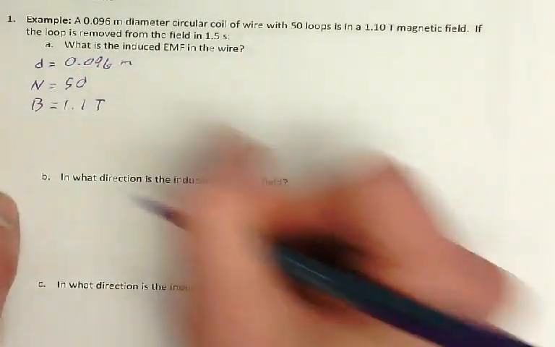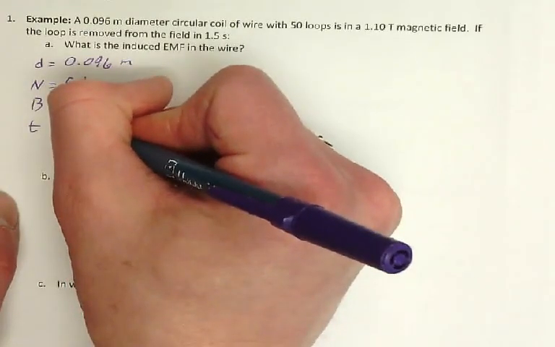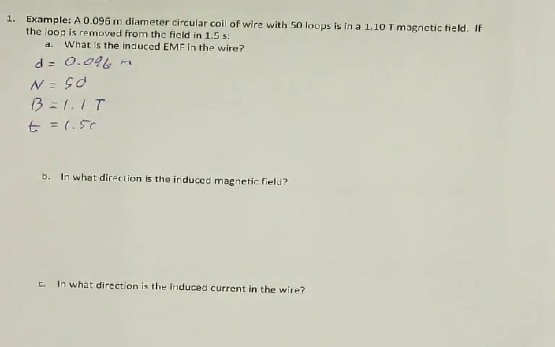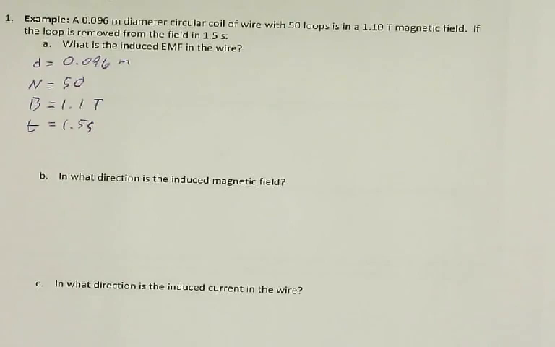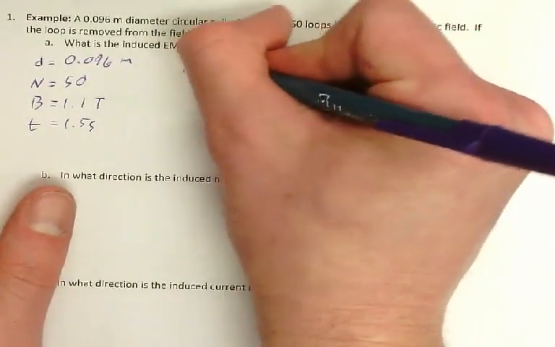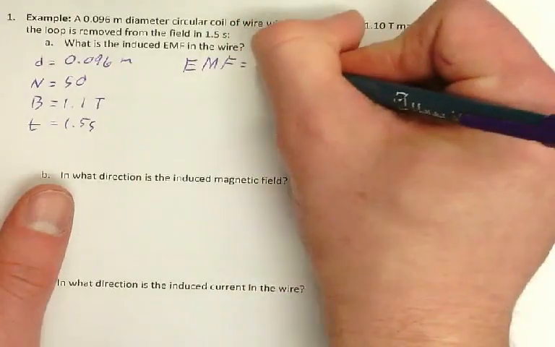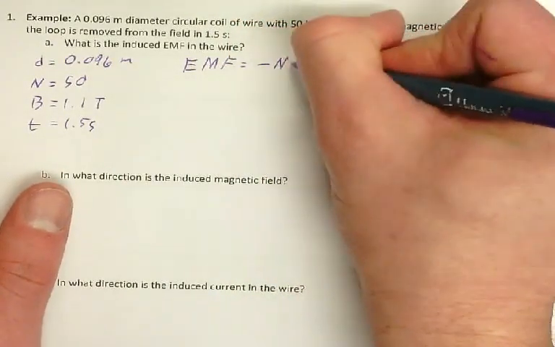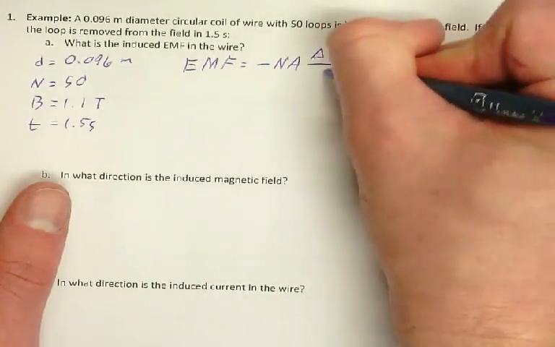And the field is removed in 1.5 seconds. So we remove the field all the way in 1.5 seconds. Okay, so we're solving for EMF. So EMF equals negative N A delta B over t.